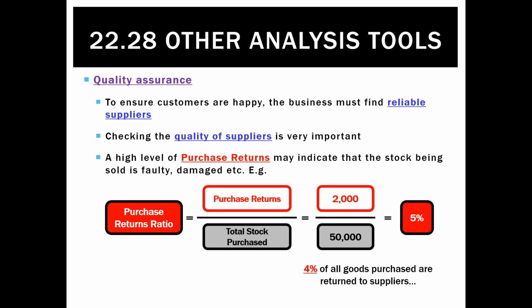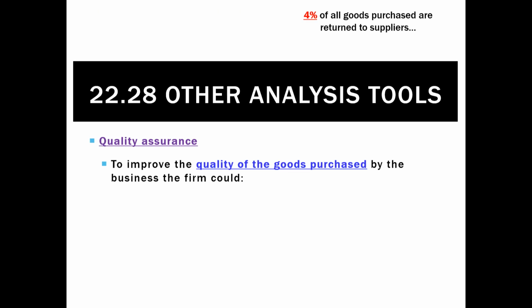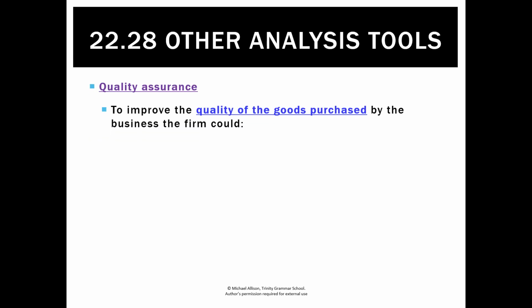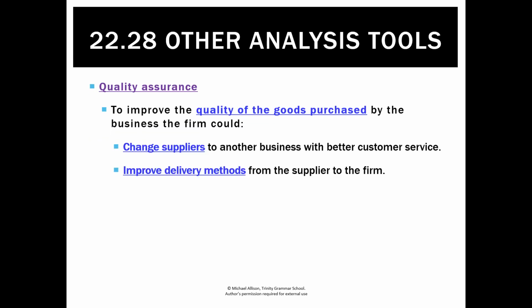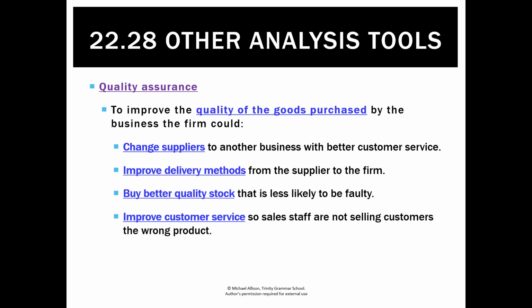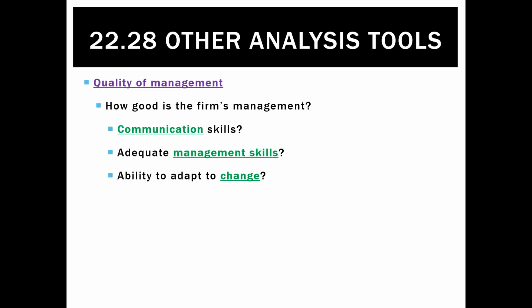Maybe they're providing the wrong sort of stock, or maybe it's getting damaged, and it might be time to change who we buy from. We can also look at, in terms of quality assurance, changing who we buy from, changing the delivery methods, buying better quality stock if it's always getting damaged, just buying a better quality product, or maybe improving customer service so customers end up getting better service and not buying the wrong product which they subsequently return.